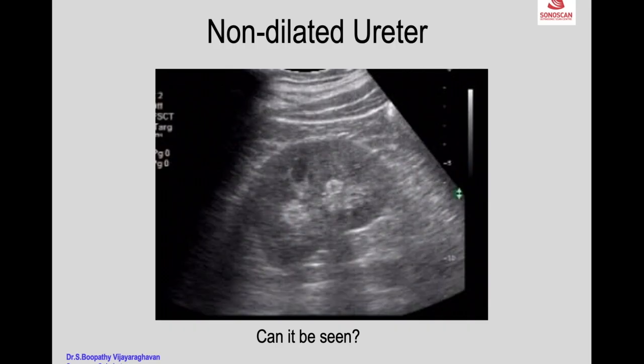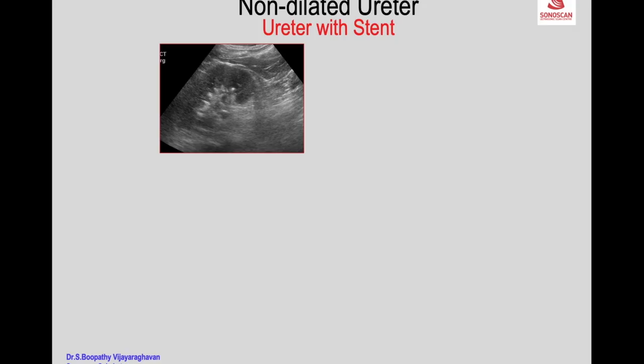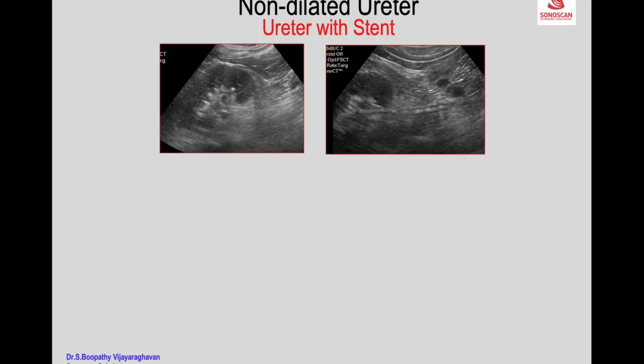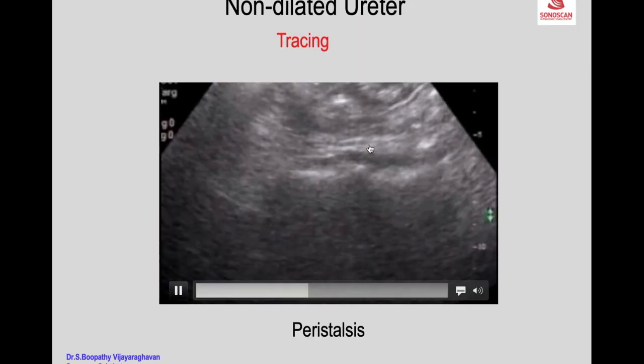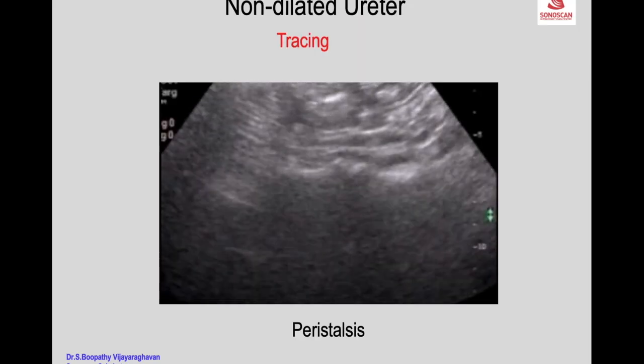And also you can try with the ureter with a stent in place and then see the stent in the renal pelvis in the upper ureter. You can see the stent. So by tracing the stent, a non-dilated ureter, the analysis confirms that you are definitely seeing the ureter.